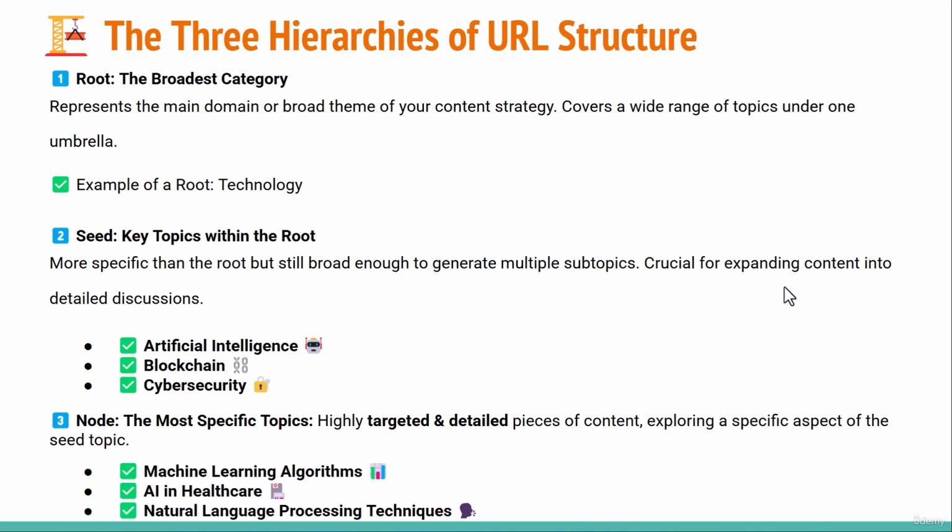Next, the subtopics within the root are what we call seeds. The root, which is like the trunk, branches out. Many subtopics emerge from the trunk. For instance, in technology, we have artificial intelligence, blockchain, and security. Next is the node. This specific topic is highly detailed and defines various aspects of the seed. Now, let's say we have a topic, artificial intelligence. It will be broken down into machine learning algorithms, AI in healthcare, and natural language processing techniques. These are all breakdowns of AI.